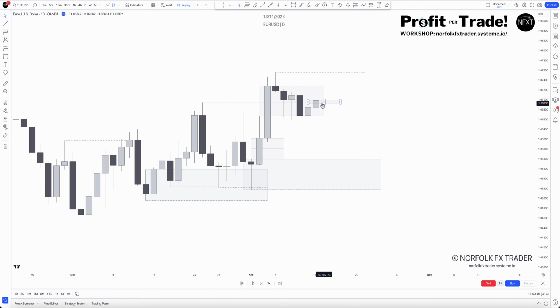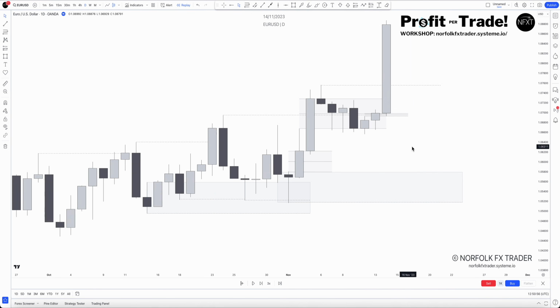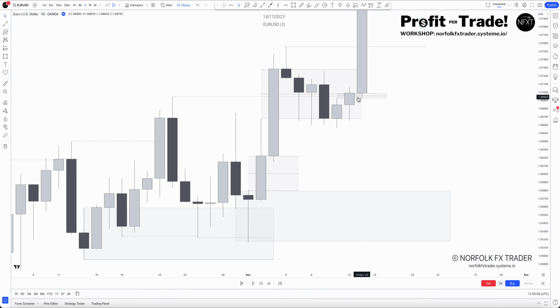But we can look now here for an entry on lower time frames. Understanding this zone, we can see a pullback into the area of this zone for continuation for this high. And there you go. Okay, so we can see how the market has pulled back to fulfill this zone.